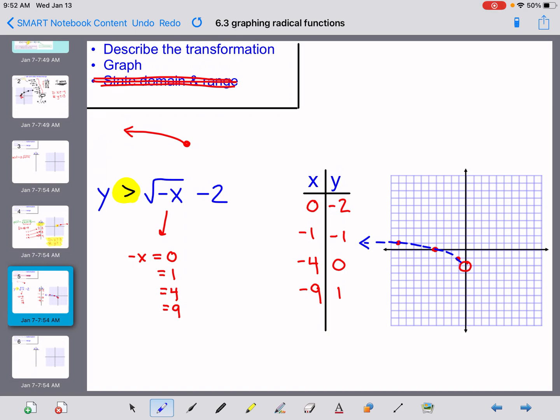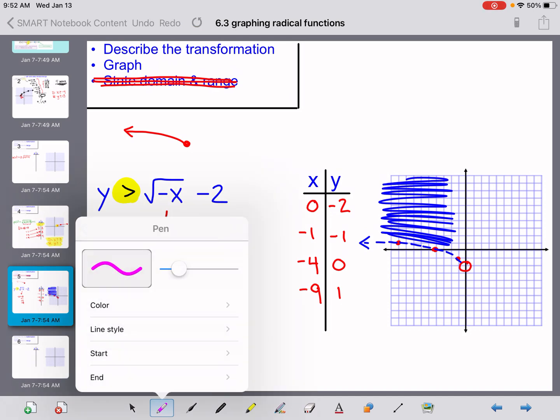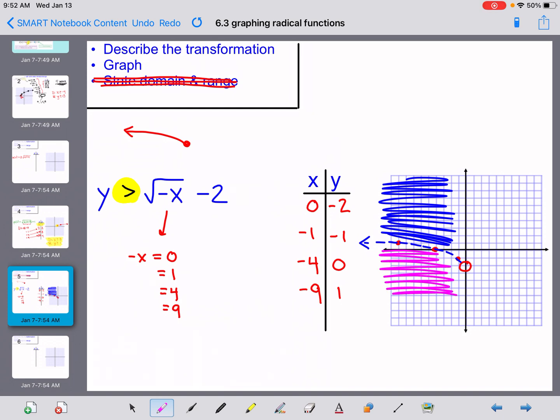And now I need shading. I am either going to shade above the square root or I'm going to shade below the square root. So it's going to be one of these. The question is which one. Notice that I did not shade over here at all because my domain is that the x value has to be less than 0. I cannot go to the right of that starting dot. If I do, you go to imaginary numbers, and we definitely don't want to do that.